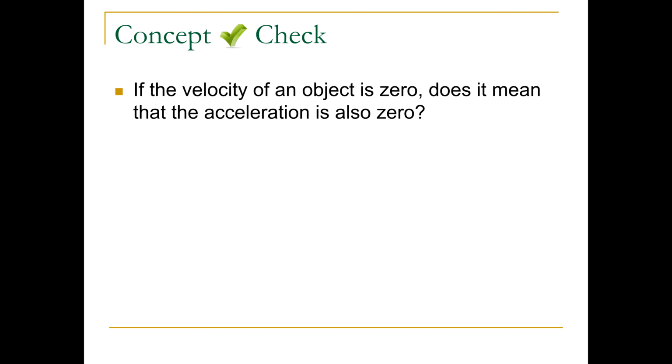All right, concept check. So first, if the velocity of an object is 0, does it mean that the acceleration is also 0? No, not necessarily. And one common example that can also trip people up, if you toss a ball straight up into the air, at the topmost point, its velocity is 0. It's no longer moving up, hasn't yet started moving down, but the acceleration at the top is negative 9.8 meters per second squared.